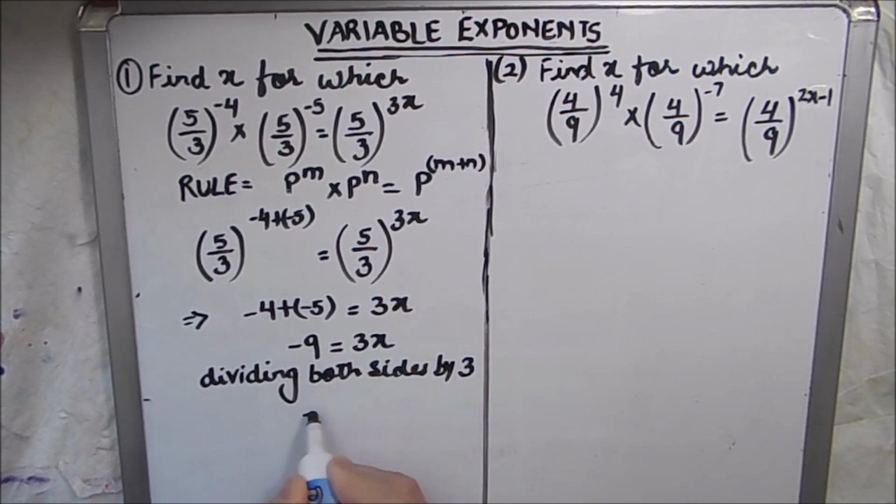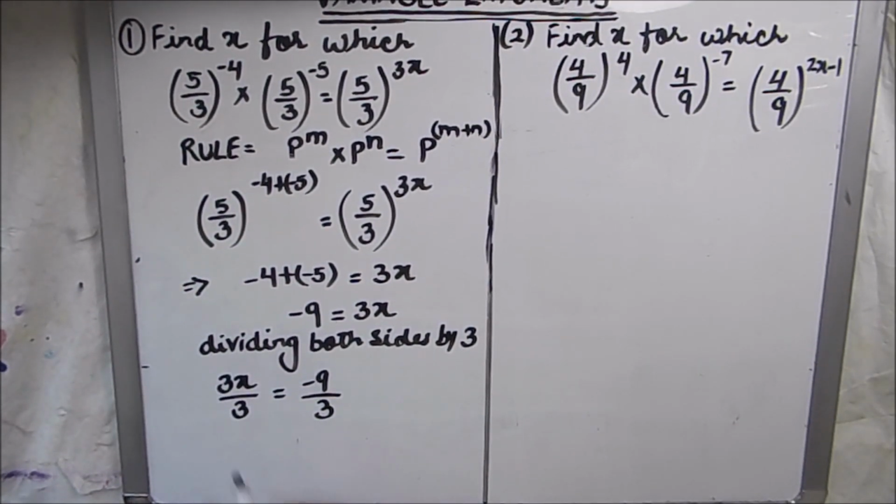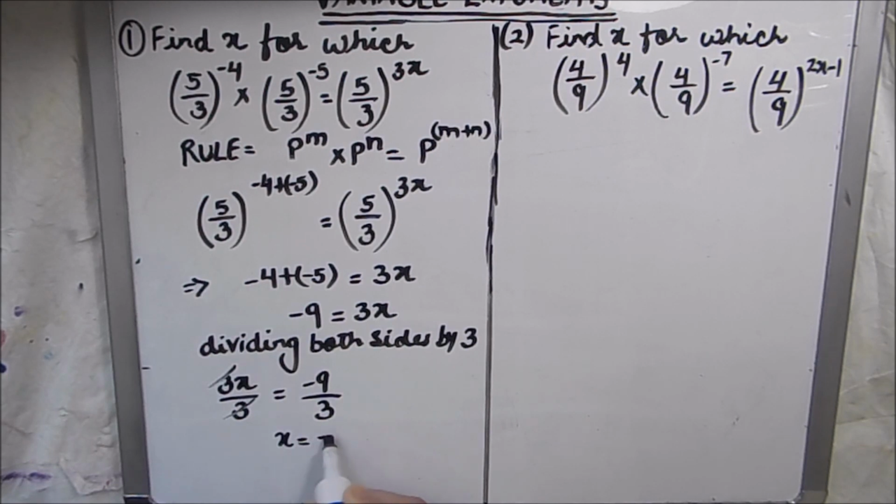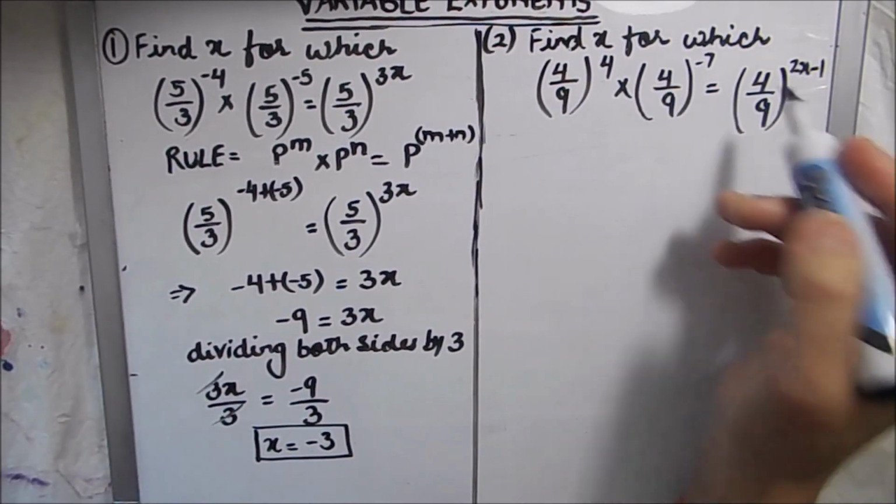we'll get minus 9 over 3. I'm going to write 3x on this side because it's easy. So this gets cancelled, and we get x is equal to minus 3. So this is our final answer. Now let's move on to the next example.